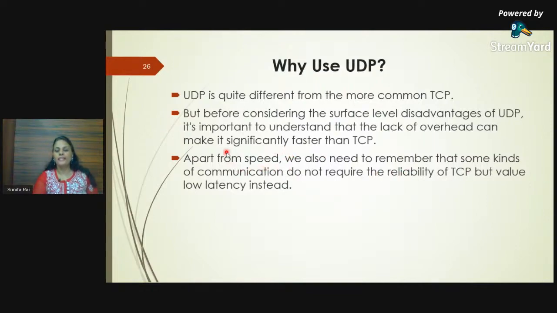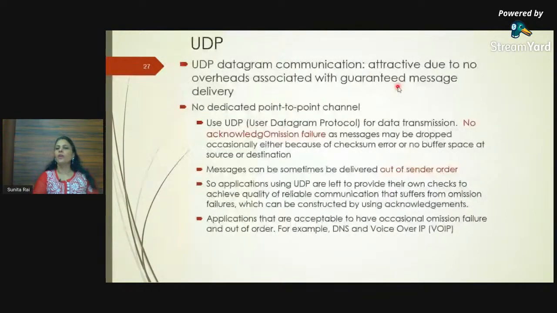So UDP is significantly faster than TCP because it lacks overhead. What is the overhead over here? The overhead of one-to-one communication is not there, so that is why it is faster. But what is the problem with UDP? It does not guarantee that your message is going to be delivered. That is the disadvantage related to UDP.